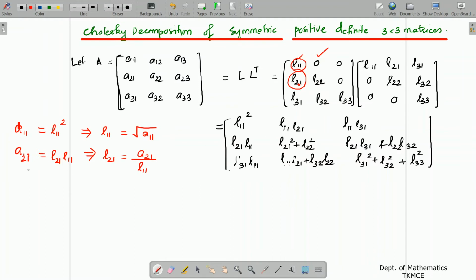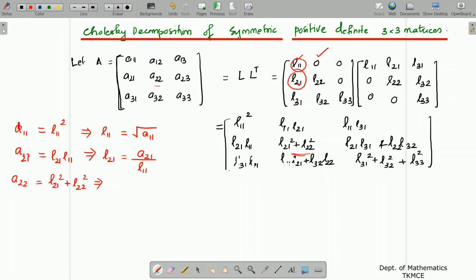Now let us find L22, and we use the term L21 square plus L22 square, which is getting compared with A22. So let us see what happens. A22 is equal to L21 square plus L22 square.